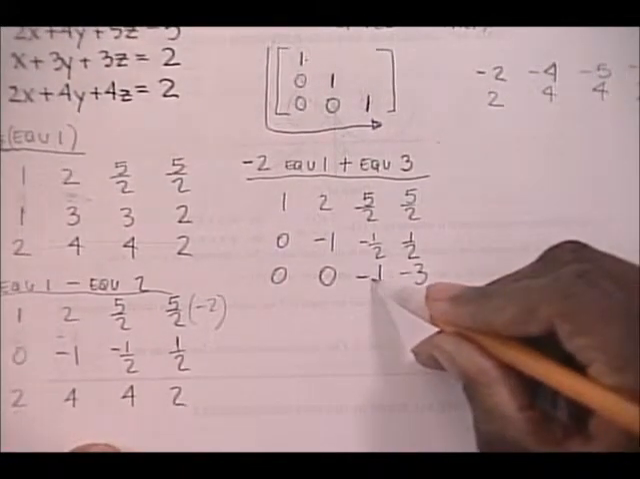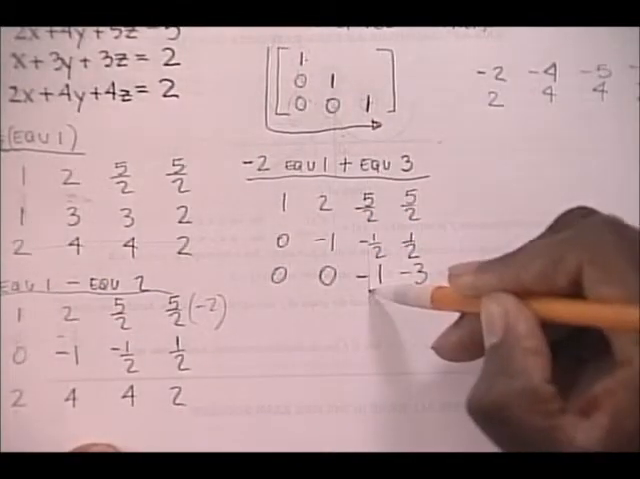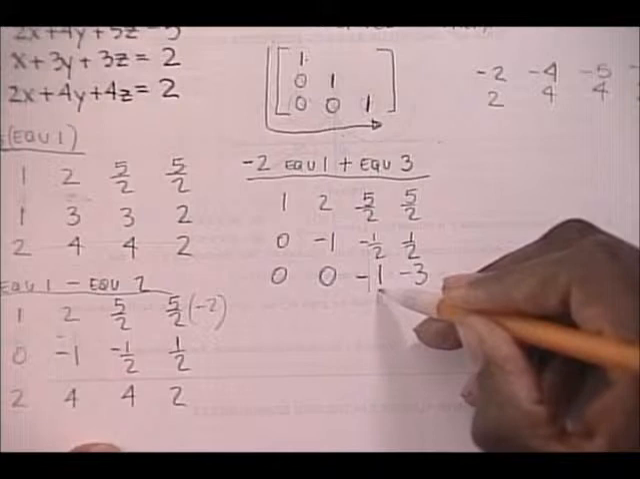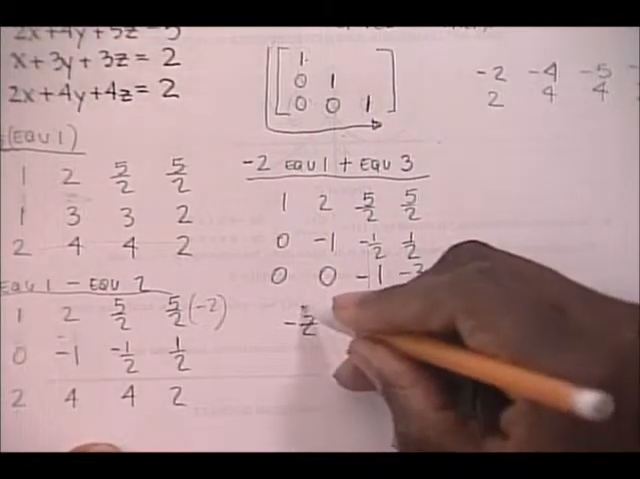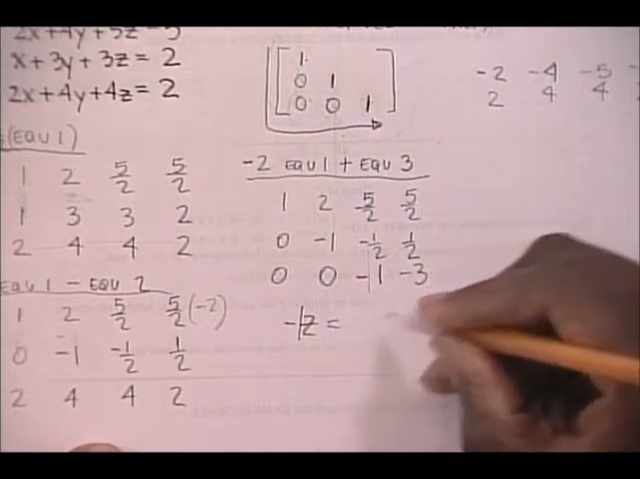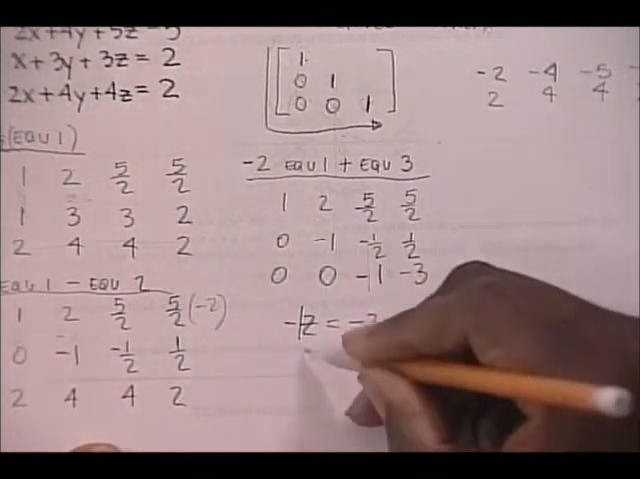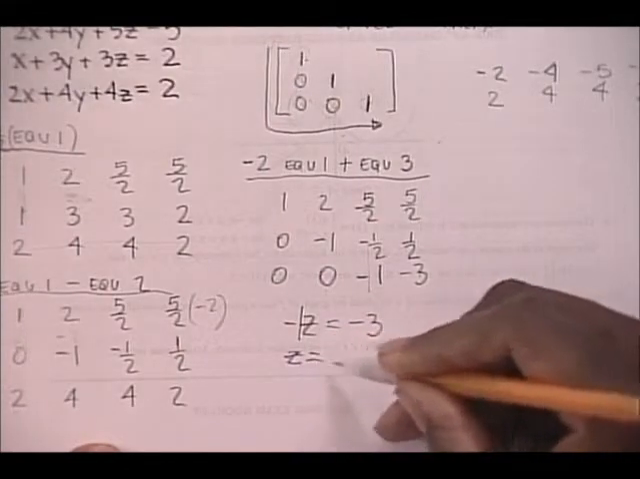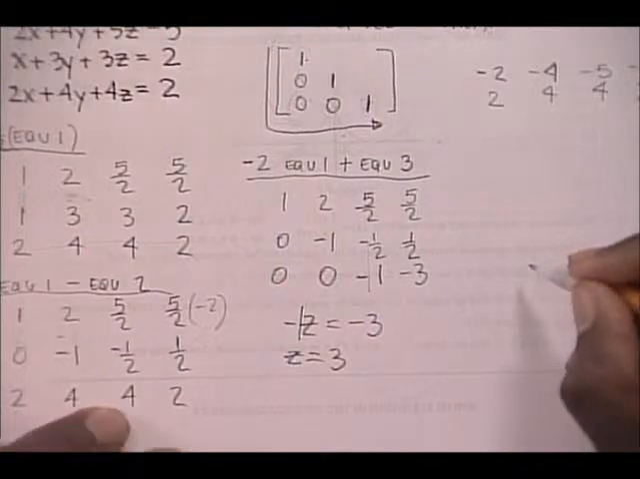All right, so this is the X column, Y column, Z column. So another way of looking at this is negative 1Z is equal to negative 3. You divide by negative 1 on both sides, and you get Z is 3.